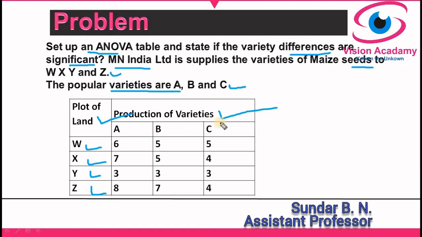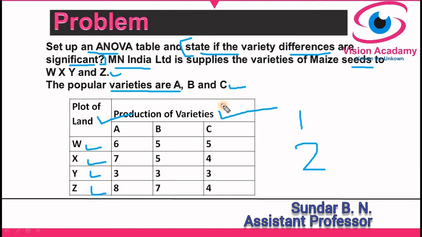And very importantly, we have to decide whether it is a one-way ANOVA or a two-way ANOVA. This is a very important consideration. For that we need to look into the problem first. In the problem they are asking to set up an ANOVA table and state, this is very important, if the variety differences are significant. They are asking a question: are the variety differences significant?